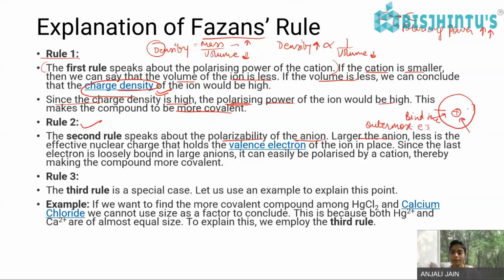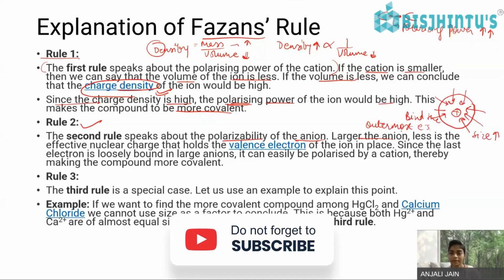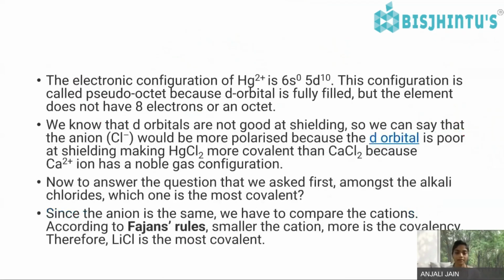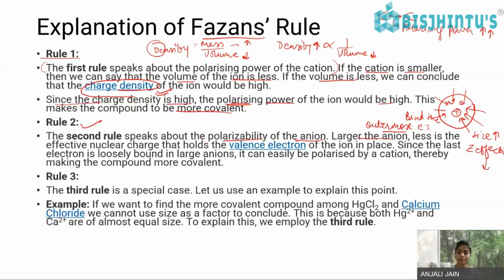Okay, but over here, what will happen? If the size will increase, then this Z effective, or the nucleus effective charge, will decrease. Okay, and thus the polarizability power will decrease. Okay, since the last electron is loosely bound in larger anions, it can easily be polarized by the cation, therefore making the compound more covalent. Okay, thus it is making the compound more covalent because it can easily be polarized.